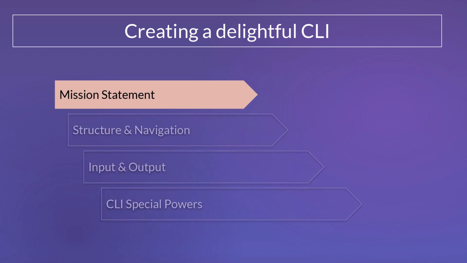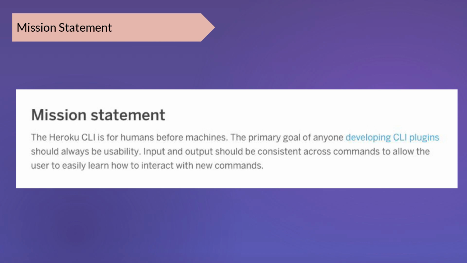So starting out with the mission statement, we think it's really important that every CLI has a goal or a mission, so that when you're making decisions as you're building your CLI, you have a framework to guide you around making those decisions. So for us, one of our key goals is usability and the user experience. We say in our mission statement that Heroku CLI is for humans before machines. And that means that while we do value machine readability, when we're making a decision in terms of CLI design, we'll always lean towards making the decision that will enable the best human or developer experience over the machine experience.